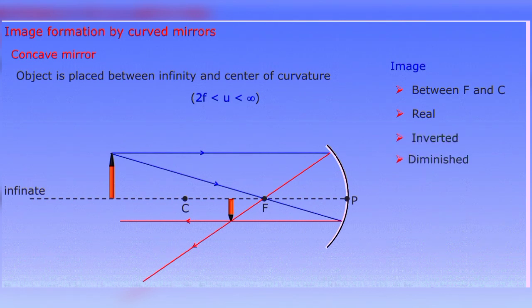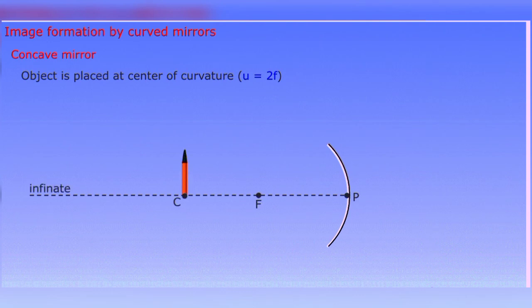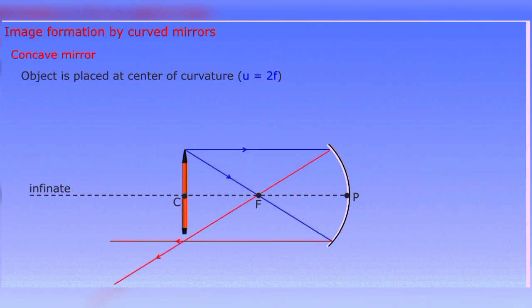Next case is when the object is placed at the center of curvature. This is the case where the size of the object is equal to the size of the image. Consider an object placed at the center of curvature C of a concave mirror. A ray of light from point C of the object travels parallel to the principal axis of a concave mirror. According to rule first, this ray of light after reflection from the mirror passes through the focus of the mirror.